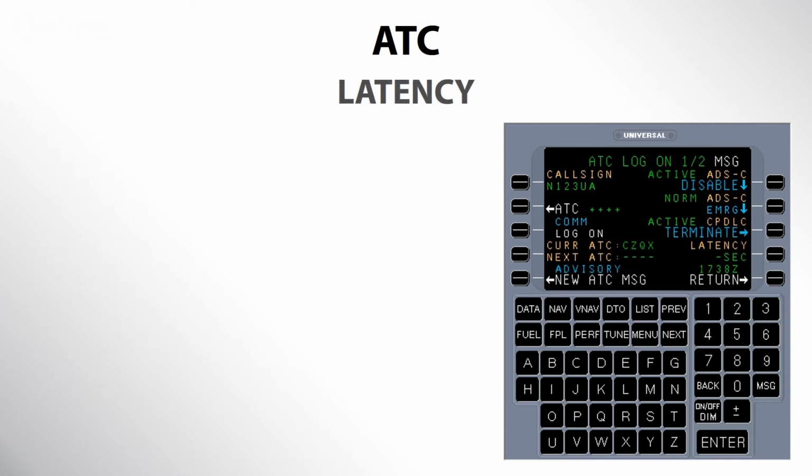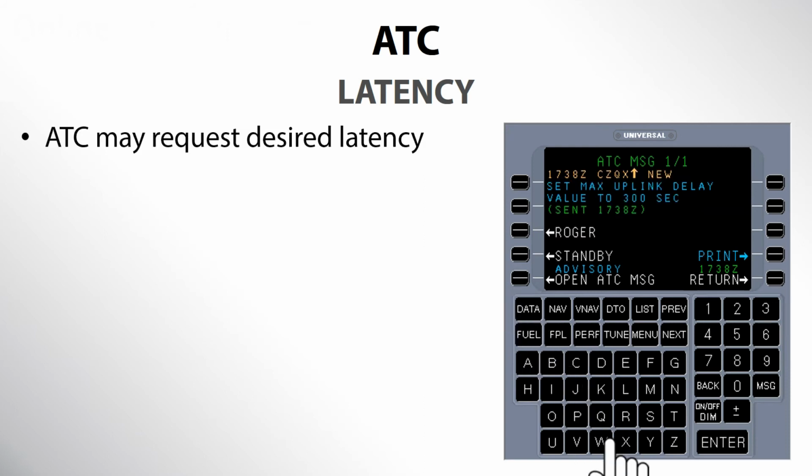Upon CPDLC connection, the CDA may send a free text uplink with the desired message latency value. Latency may be reset by the crew to the ATC specified value. Upon handoff to a different ATC, a new value request may be received. The request will be in the form of set max uplink delay value to, and then a given number of seconds, as shown, or confirm message latency timer off.